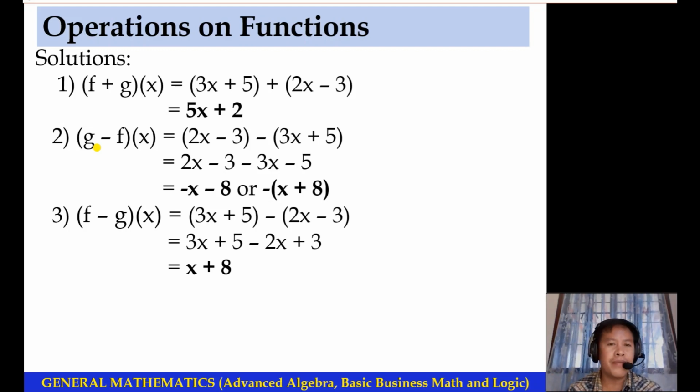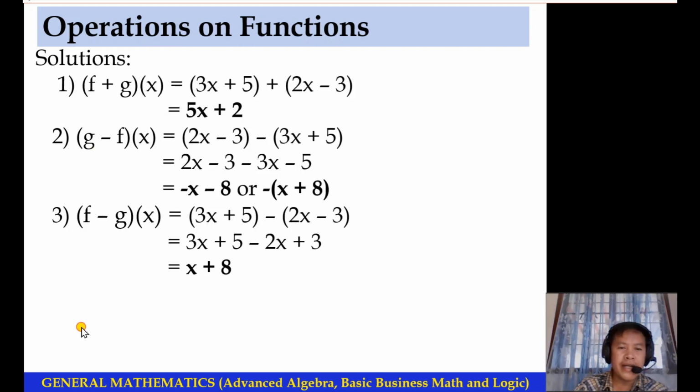And if you're going to have 2 plus 3, that is also equal to 5. Then if you are going to apply this concept in subtraction, that is not applicable, because 3 minus 2 is equal to 1. But 2 minus 3 is negative 1. 1 is different from negative 1.